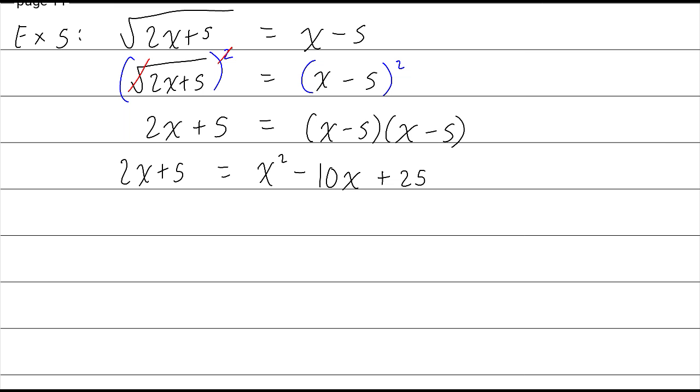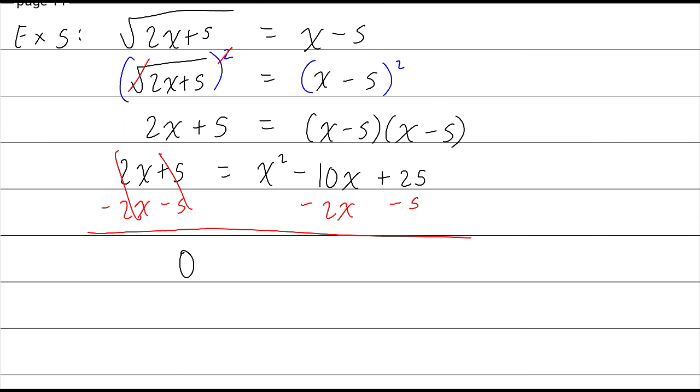Okay, it's a quadratic equation, so I need to get the quadratic side equal to 0. Usually I make the right side equal 0, but since I already have x squared and all the other stuff here, I'm just going to make the left side equal 0. Subtract 2x. Subtract 5. So those can cancel out and leave me with 0 on the left. X squared minus 12x plus 20 is on the right side.